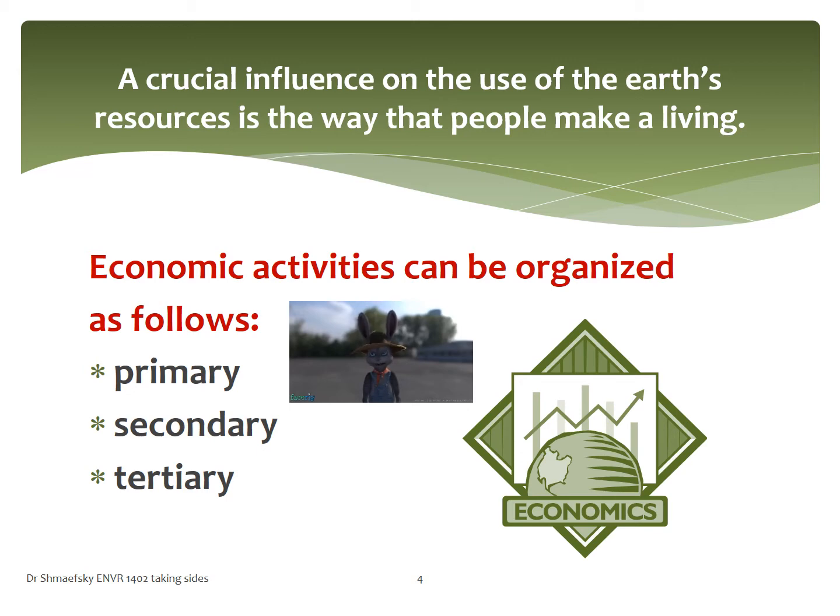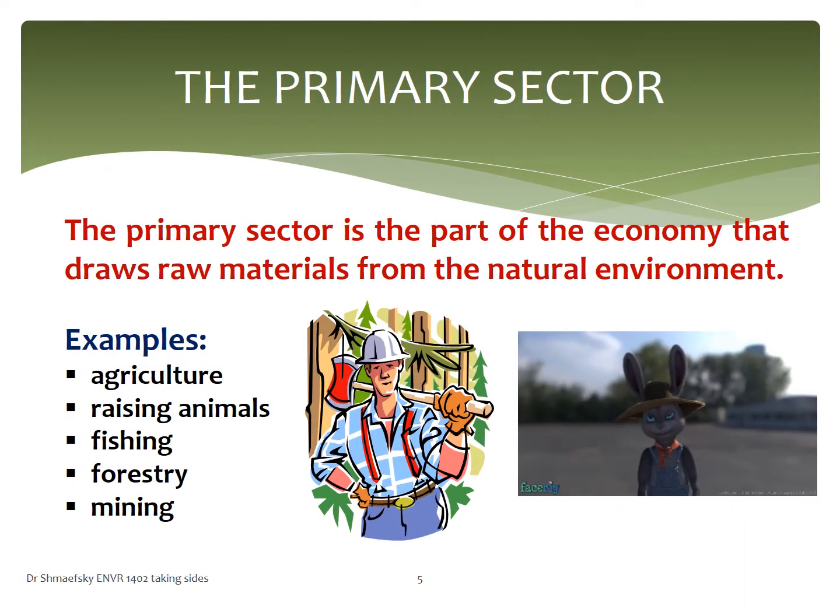But generally, we can break down economic activities into primary, secondary, and tertiary. Primary generally refers to the part of the economy that draws raw materials from nature and the environment. And these are the basic economies that we had in ancient societies, which were directly involved in removing resources. And today, the modern manifestation of that is agriculture, both animals and plants, and even horticulture. Raising animals for various reasons, not just agriculture.